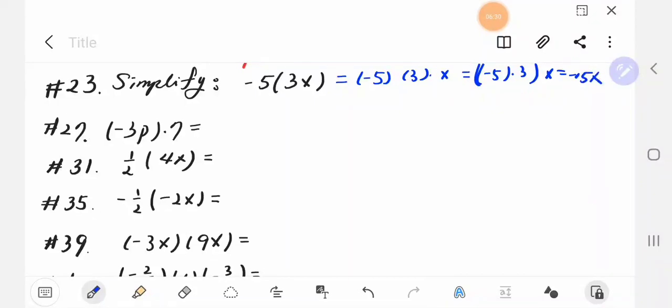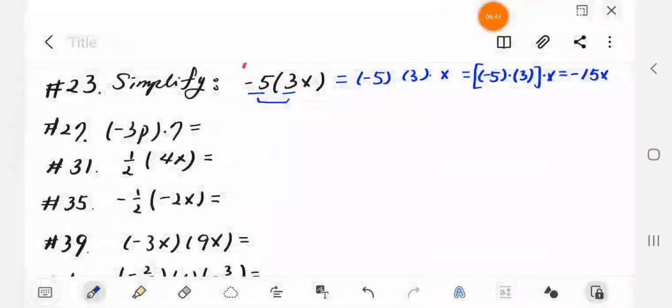Okay, this is more complicated because if you write more steps, it's more complicated. So why don't we just multiply the numbers, negative 5 and 3 together? Multiply these two. So that will be negative 15x, right? Negative 15x. Okay, number 27, negative 3p times 7. So actually the answer is negative 3 times 7, which is negative 21p.